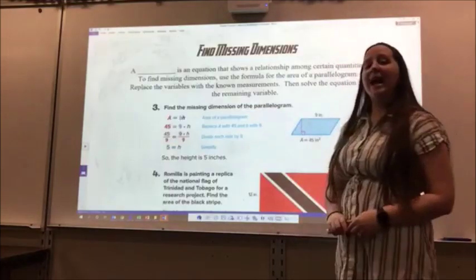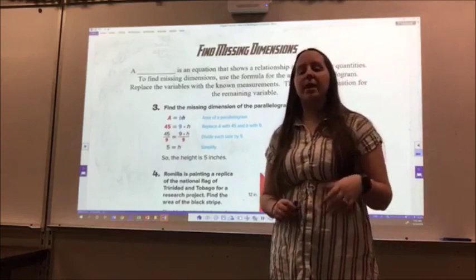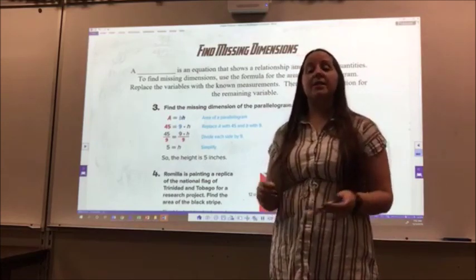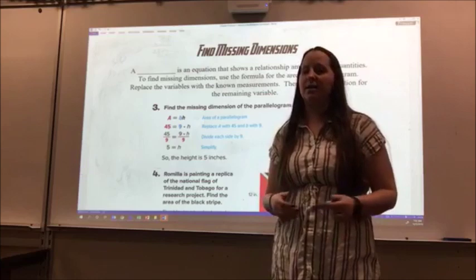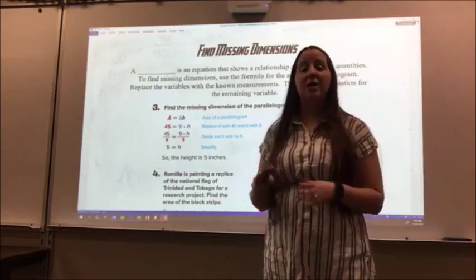All right, if I'm asked to find a missing dimension in a parallelogram, so maybe I'm given the area and I'm asked to find the base, or I'm asked to find the height. Okay, so they're usually going to give you the area and either the base or the height, you have to find the other one.